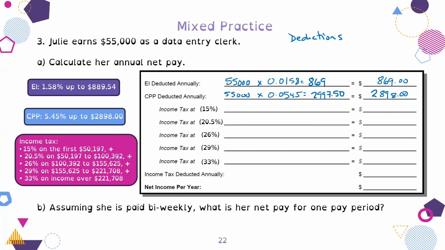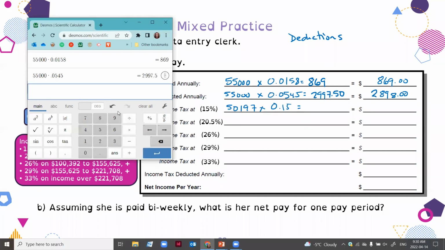Okay, and then income tax. This is a tricky one, and we're going to talk more about this next week. So if it's too confusing, no worries about paying too much attention to it right now. For income tax on the first $50,197, we pay 15%. Julie makes more than that, so we do $50,197 times 0.15, which is equal to $7,529.55.